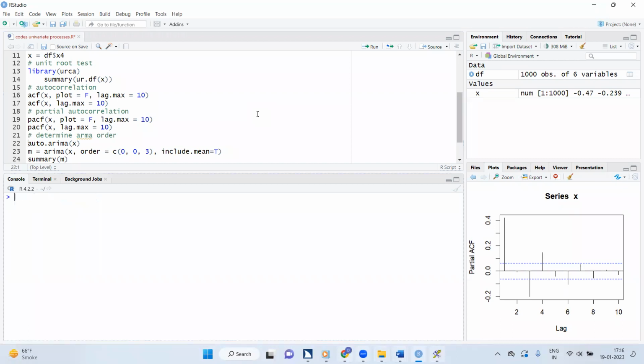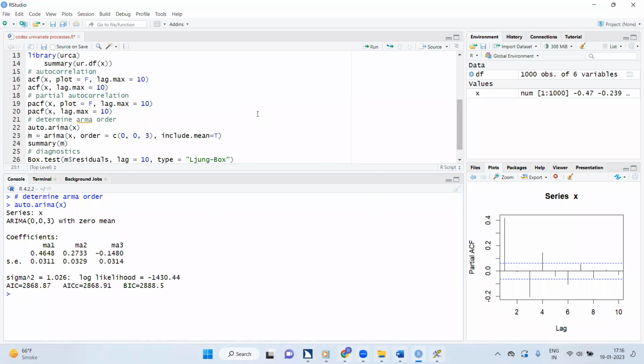So auto.arima, let's run this. Okay, let's see the output. 0, 0, 3. What is this 003? It has 3 components, AR, then I, and then MA. So AR is 0, I is 0. Why I is 0? Because our data is stationary. And 3 means an MA3 process would be the right approach for our model. And the same thing is substantiated by looking at the graphs.